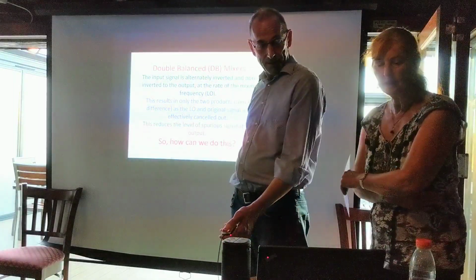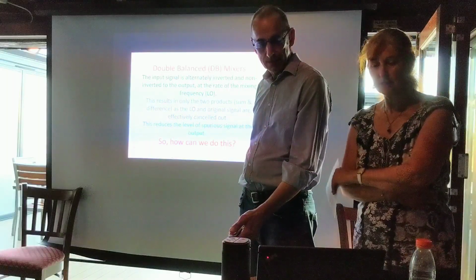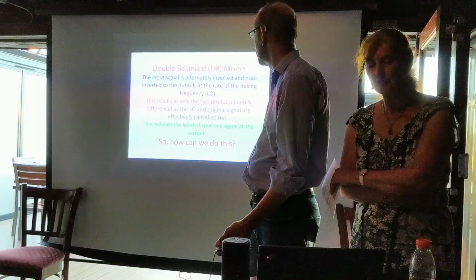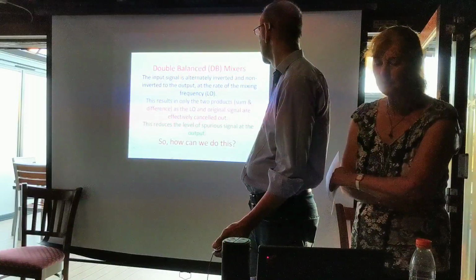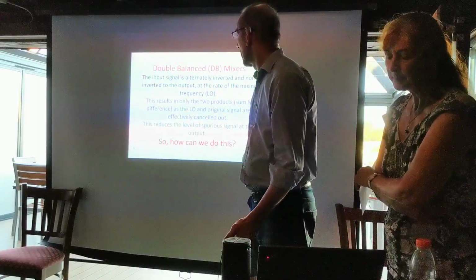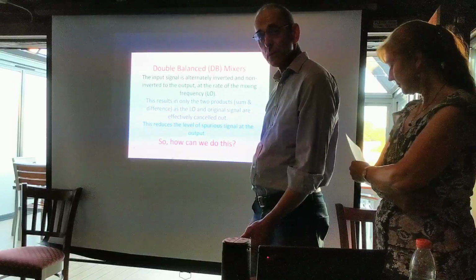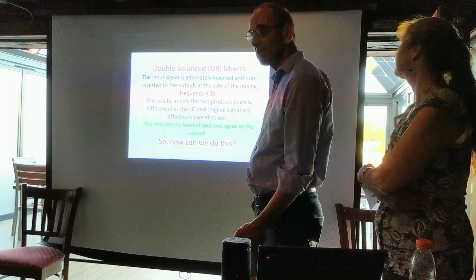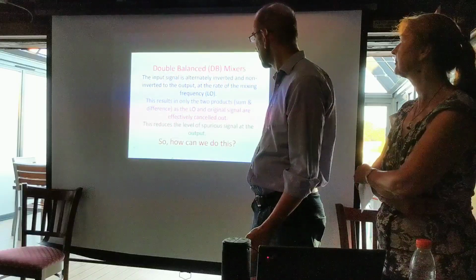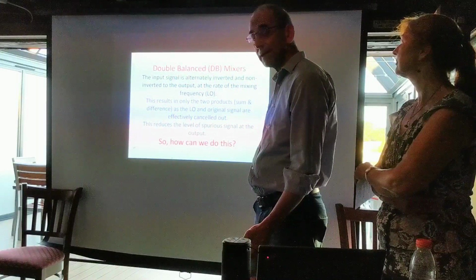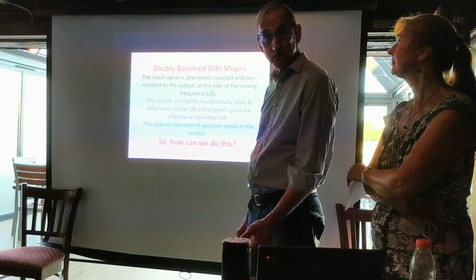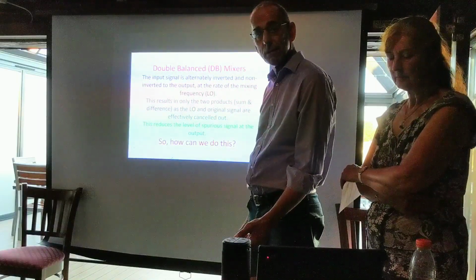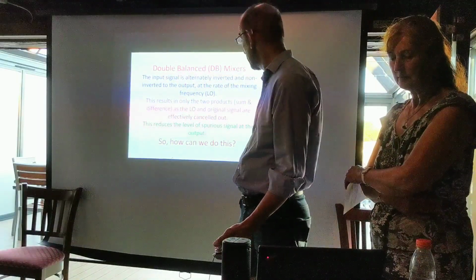Right, so there are also double balanced mixers, where the input signal is alternately inverted and non-inverted to the output at the rate of the mixing frequency, the LO. Now, this results in only 2 products, the sum and the difference, because effectively both the original signal and the local oscillator are cancelled out. So that not only gives you more output because it's multiplying the 2, it also reduces the level of spurious signals you get on the output, so there's less to clean up.